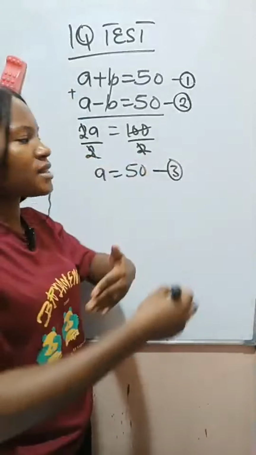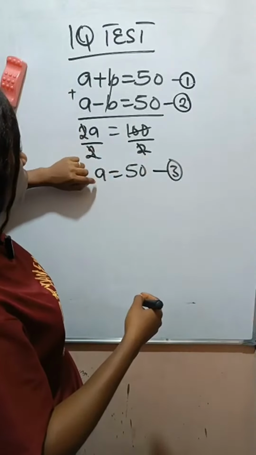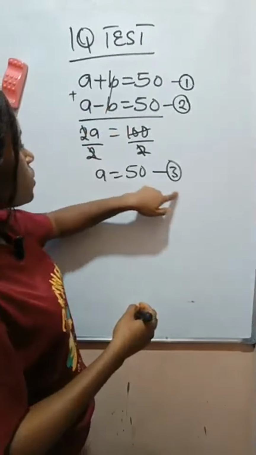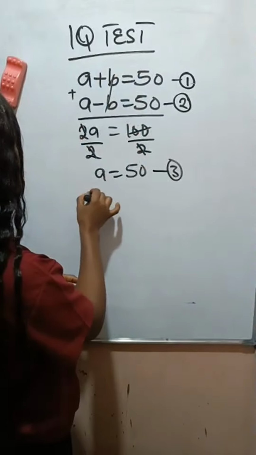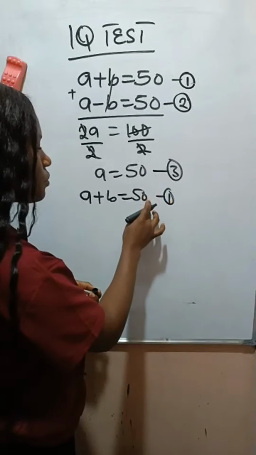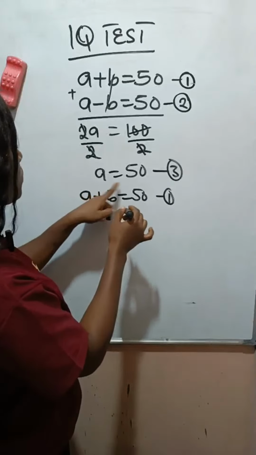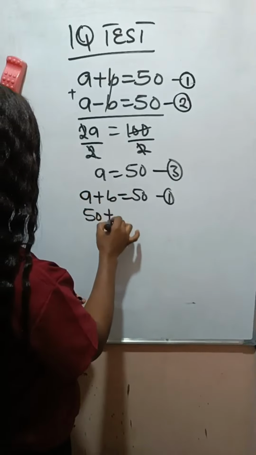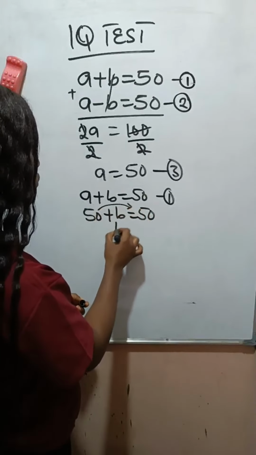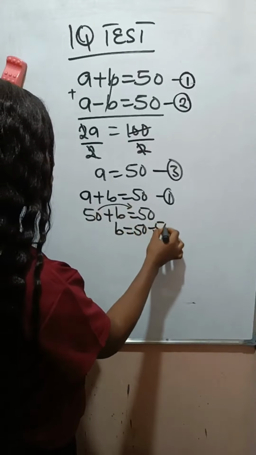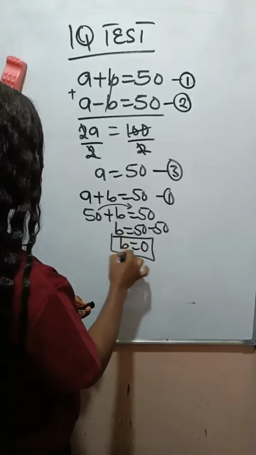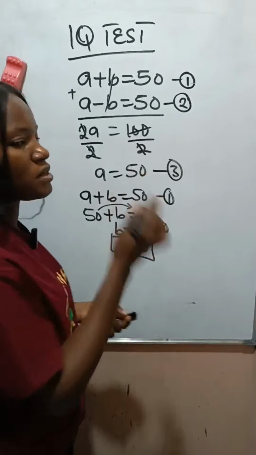Now, if you want to get the remaining one, just substitute what you got into any of the two equations to get b. If I substitute this into equation 1, I will have a plus b is 50. Then substituting 50 here, 50 plus b is 50. If I transfer this to the other side, I'll have b is 50 minus 50. That means my b is 0. So we have gotten a to be 50 and b to be 0.